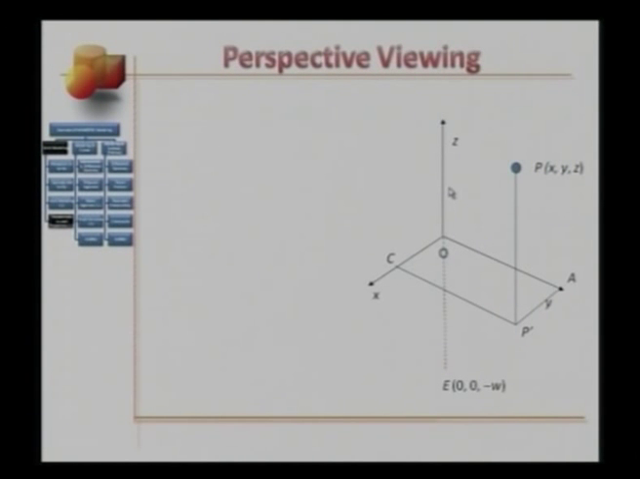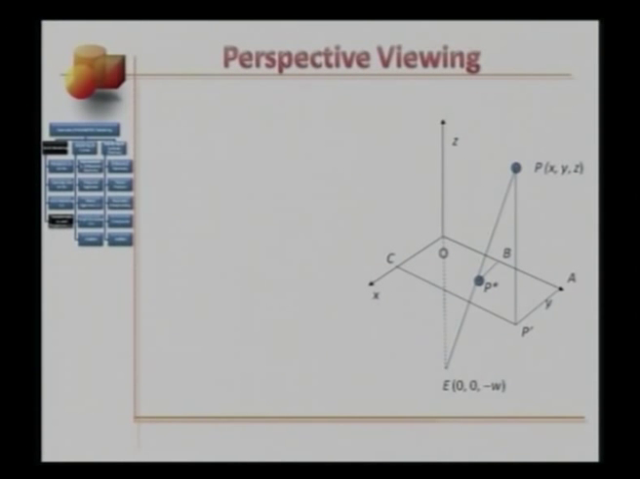Let us go down along the negative z direction and place our eye point or reference point at a distance W from the origin. So E is our eye position with coordinates 0, 0, and minus W. Next, we join the points E and P. The essential idea is to view the perspective of point P on the xy plane as seen by the eye E. In other words, you would like to know how this point P star is positioned on the xy plane. P star is the perspective image of point P.